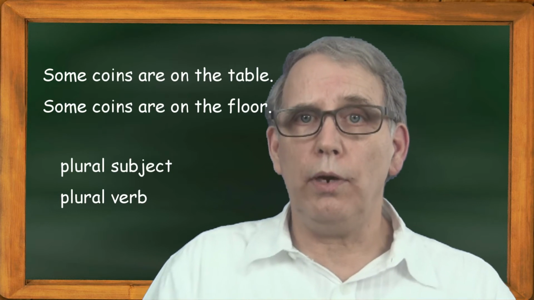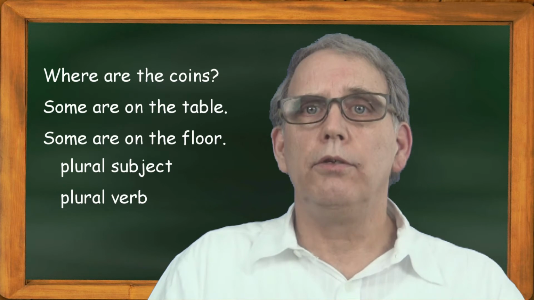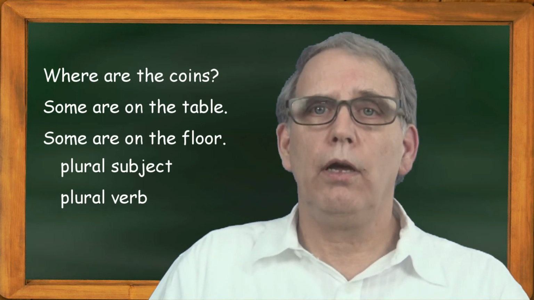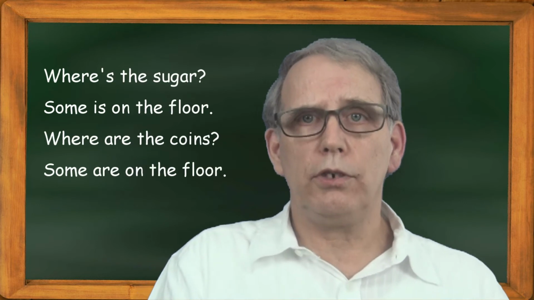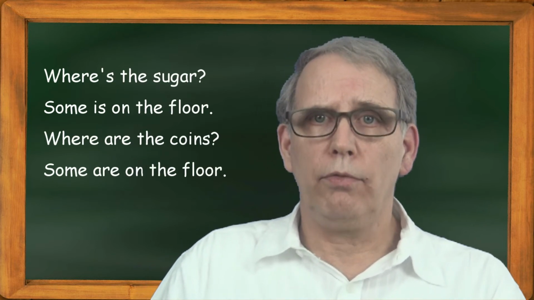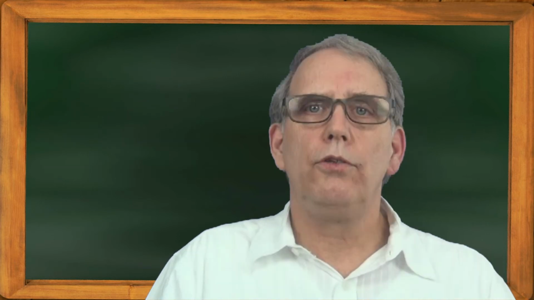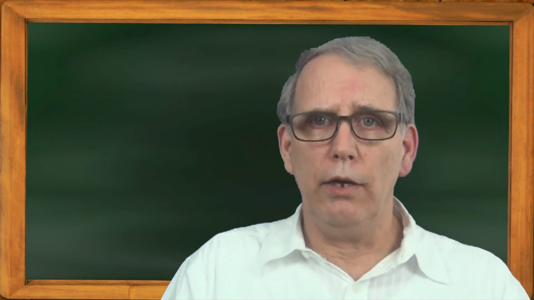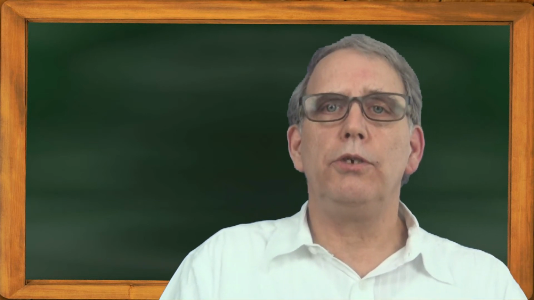Now let's replace coins. Where are the coins? Some are on the table. Some are on the floor. Plural subject, plural verb. Where's the sugar? Some is on the floor. Where are the coins? Some are on the floor. So the rule that you should take away from this is that you use the verb that you would use with the original noun, the antecedent.